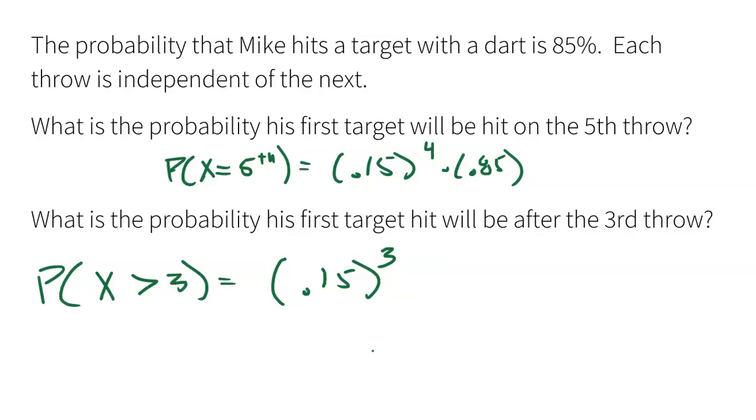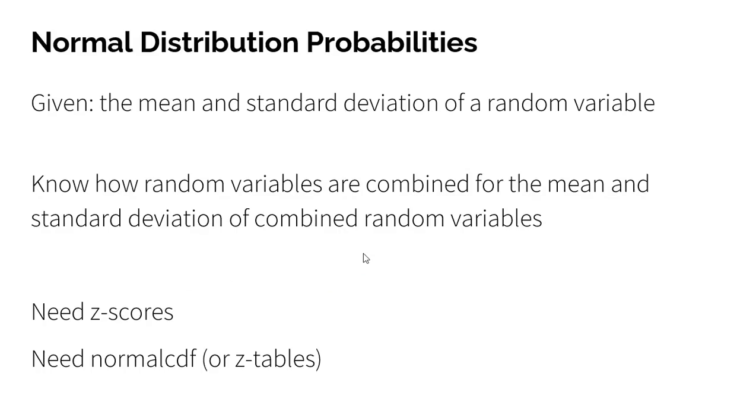And again, that wraps it up for discrete random variables. Hopefully they're not too bad. And again, all those formulas I just showed you are on the AP exam. Next up, we have normal distribution probabilities.